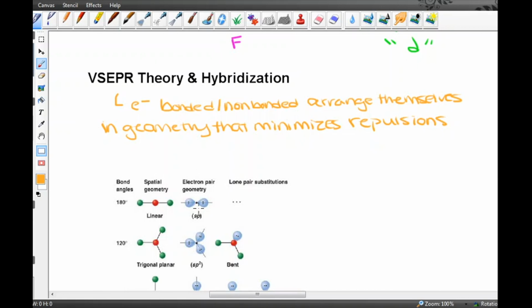And as far as the hybridization goes, you just need to know that when something is linear, it's always going to be sp hybridized.